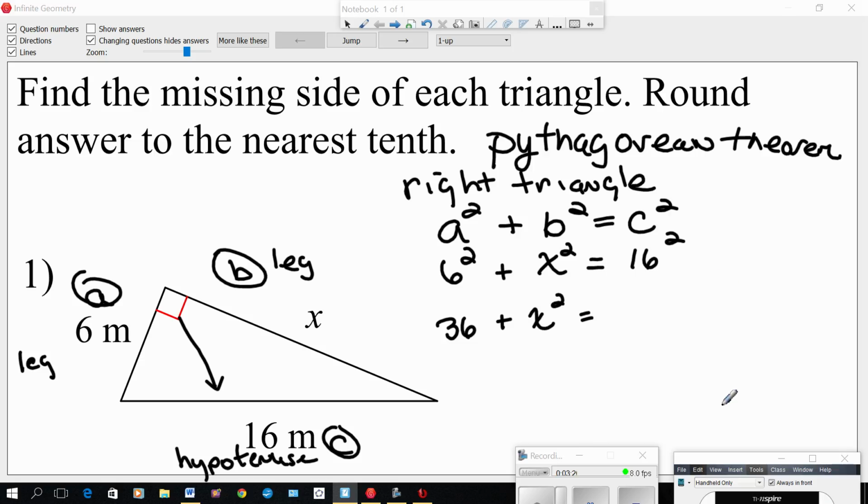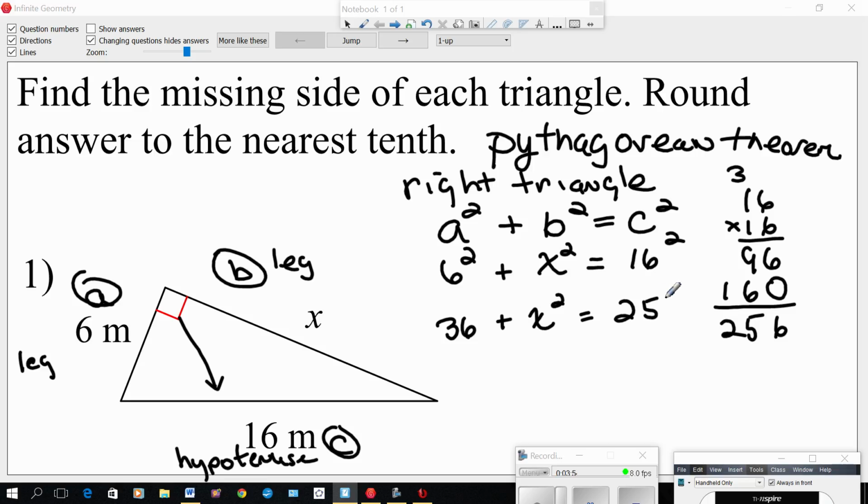16 times 16. Multiply: 6 times 6 is 36, write 6, carry the 3. 6 times 1 is 6, plus 3 is 9, so 96. You have to put a 0 here as a placeholder. Then 1 times 6 is 6, 1 times 1 is 1. So 6 plus 0 is 6, 6 plus 9 is 15, and we carry the 1, which gives us 256. So 16 squared is 256.